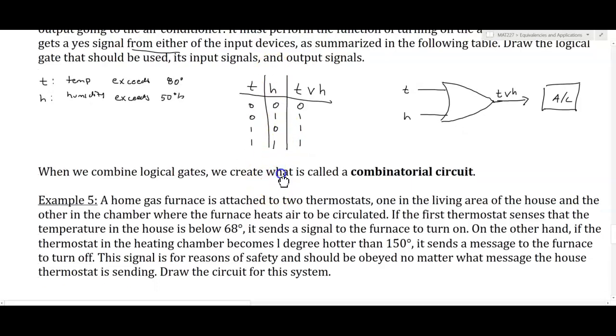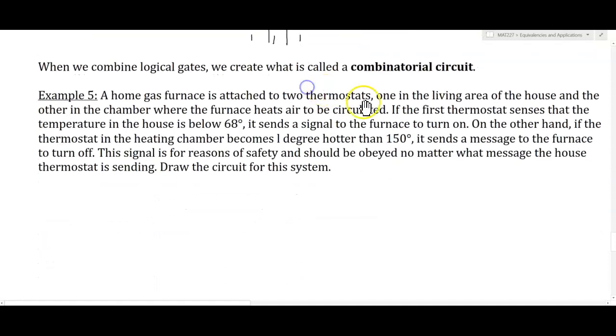A home gas furnace is attached to 2 thermostats, one in the living room area of the house and the other in the chamber where the furnace heats air to be circulated. So it has 2 thermostats, thermostat 1, thermostat 2. If the first thermostat senses that the temperature in the house is below 68 degrees, it sends a signal to the furnace to turn on. On the other hand, if the thermostat in the heating chamber becomes 1 degree hotter than 150 degrees, it sends a message to the furnace to turn off.